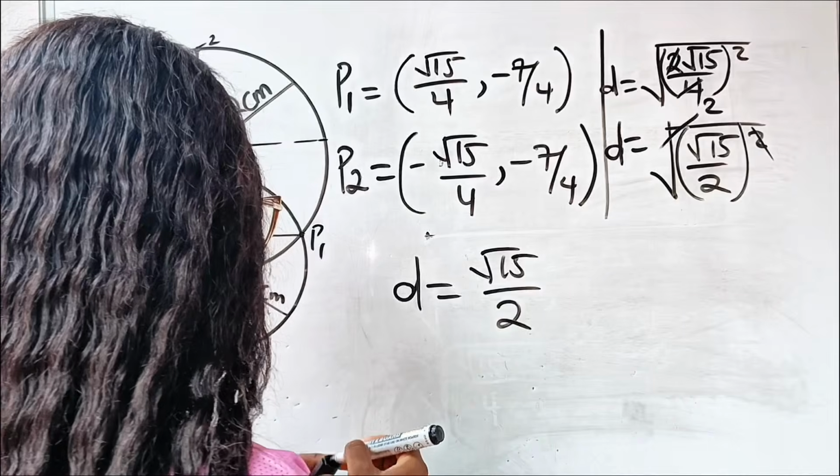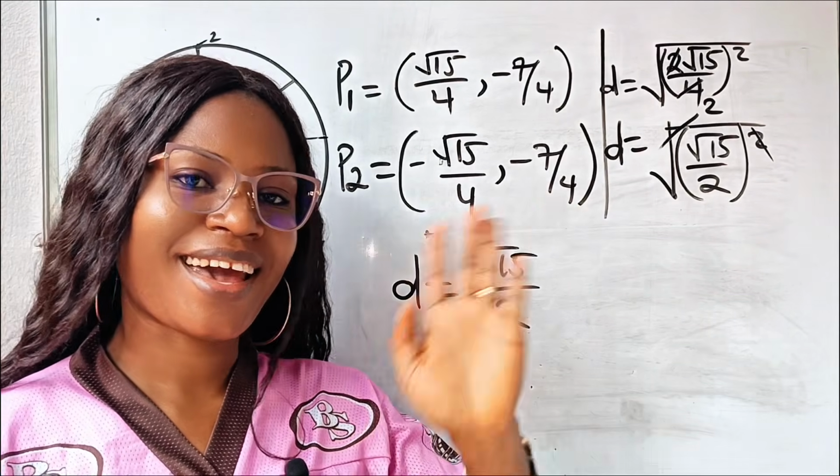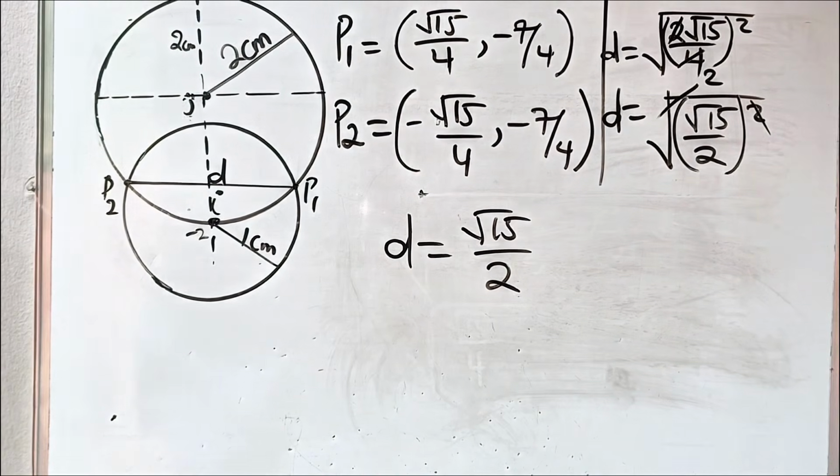So now we have d equals, the square removes the square root, and we have the square root of 15 divided by 2.